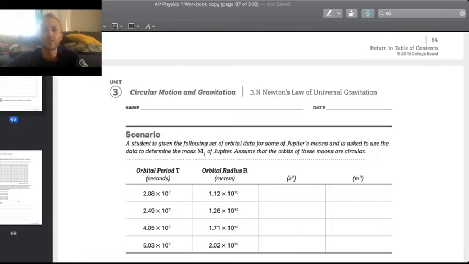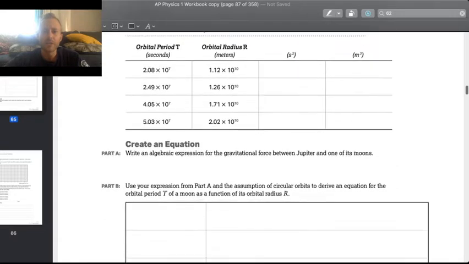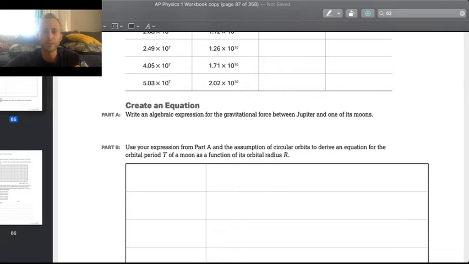So it says, a student is given the following set of orbital data for some of Jupiter's moons and is asked to use the data to determine the mass of Jupiter. Assume that these motions are circular. Write an algebraic expression for the gravitational force between Jupiter and one of its moons. So we would have F equals G, mass of Jupiter, times the mass of the moon, divided by the distance between them squared.